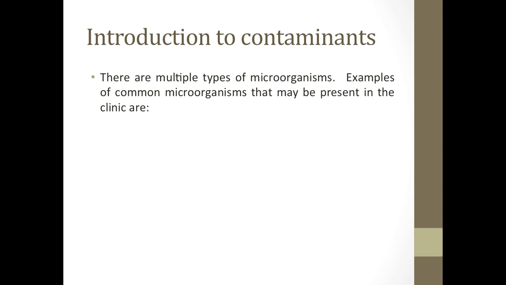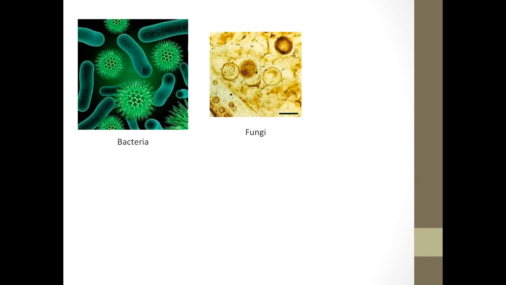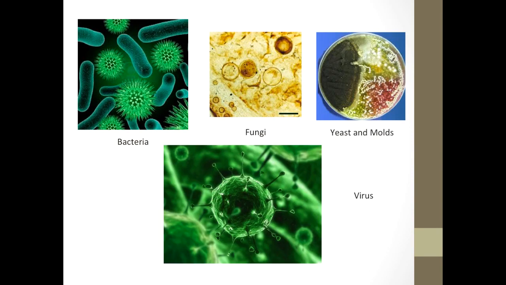So there are multiple types of organisms that are present in our environment. In the hospital, one of the most common you will see are bacteria, fungi, yeast, molds, and viruses. So, just to give you a basic idea of what these more common contaminants are, we will proceed with the lecture. So, here are just some visual aid to give you an idea of what they may look like under the microscope or on a plate agar.